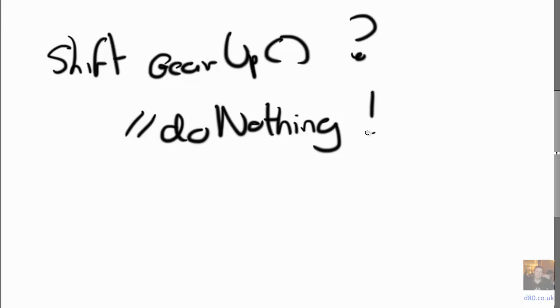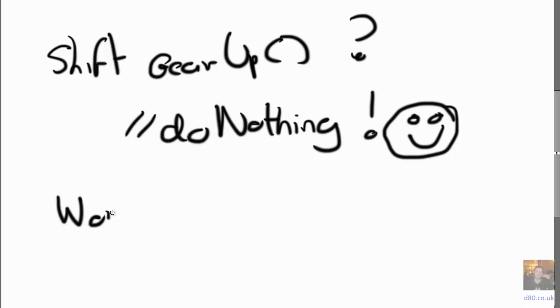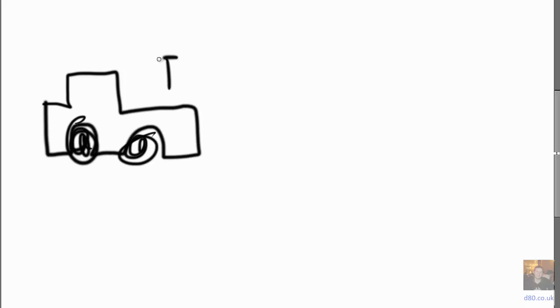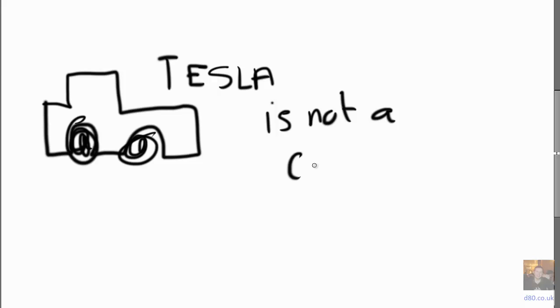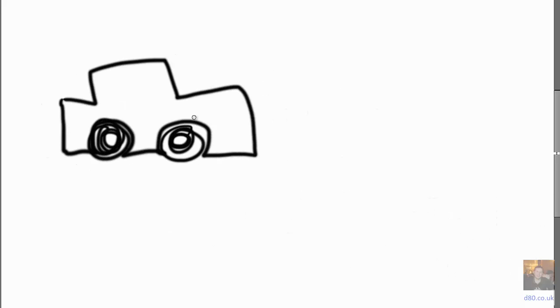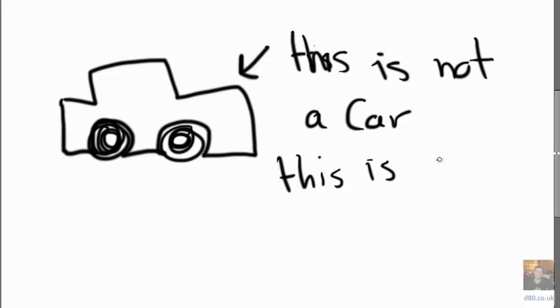We could also shift gear up and do absolutely nothing, and it would probably work fine on your machine, but there'd probably be some latent hidden issue. The engine revs property of the car may not be represented correctly, because electric cars are different. So what we could conclude in this example is that a Tesla is not a car, not a car as defined by the drive method and the gear shift up method, but it is still a car in the real world. So what we're saying is that my little drawing of a car here is not really a car, it's just a representation of a car.